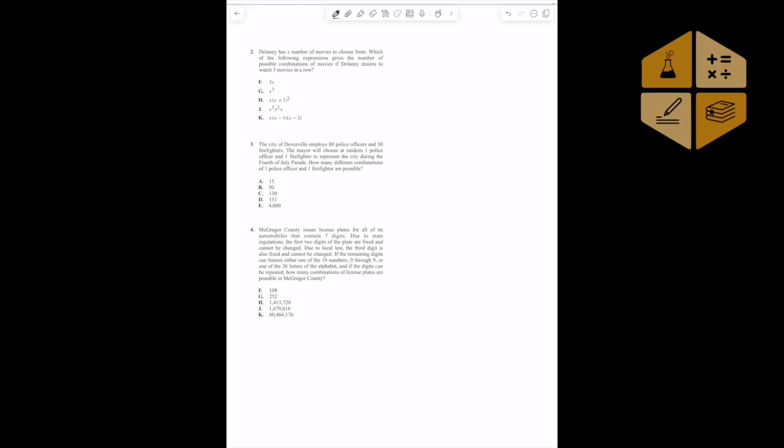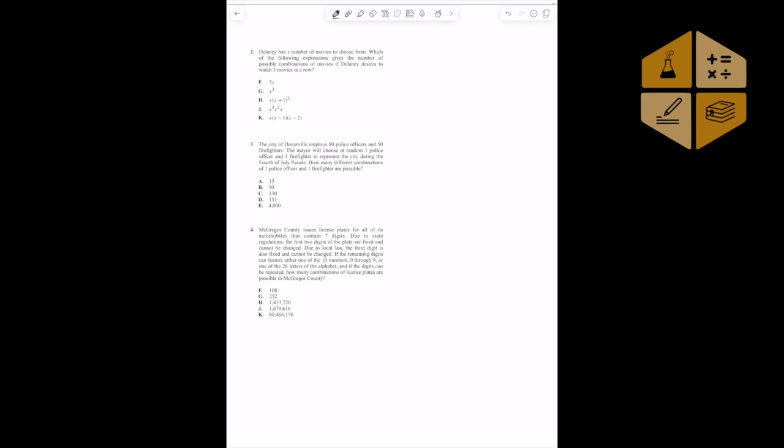So on to number 2. Delaney has X number of movies to choose from. Which of the following expressions gives the number of possible combinations of movies if Delaney desires to watch 3 movies in a row? So part of the difficulty in this problem, of course, is that we don't know how many movies she has to choose from. They just call it X.